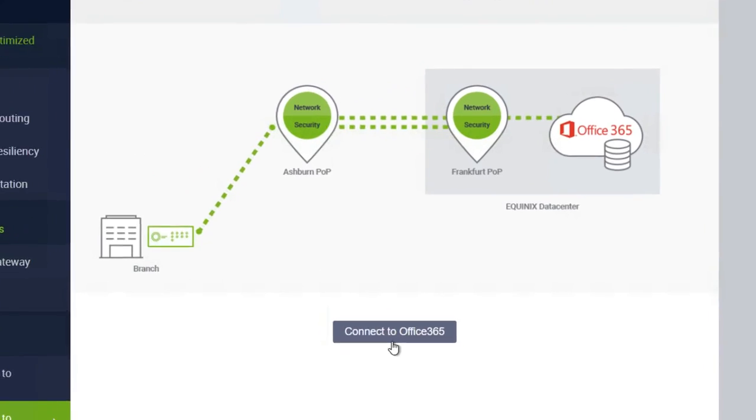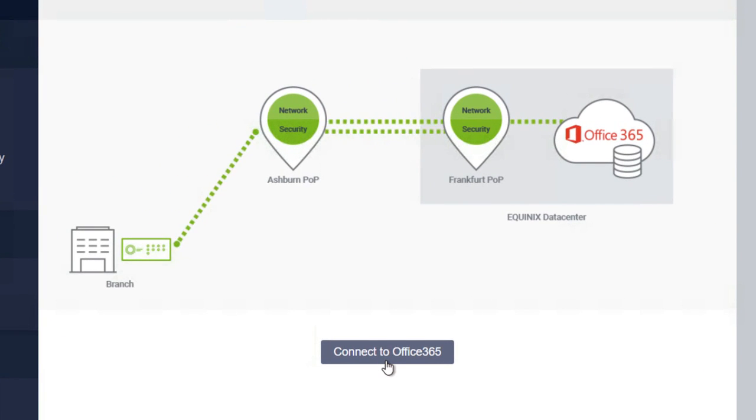Since Kato's POPs are located in the same data center as the leading cloud application providers, such as Office 365 and Amazon Web Services, Kato can optimize routing and minimize latency regardless of a user's location.